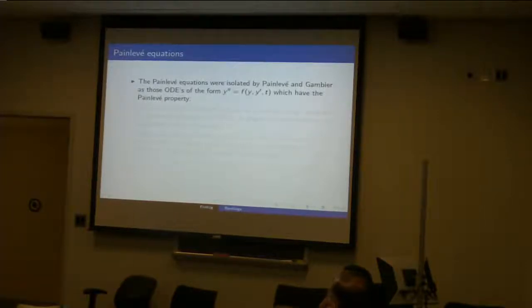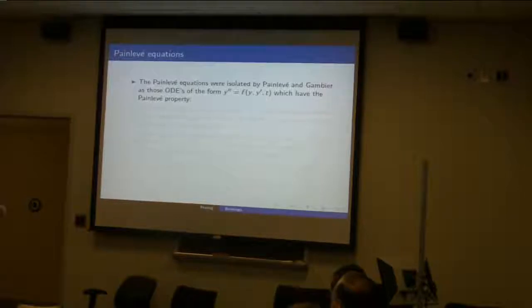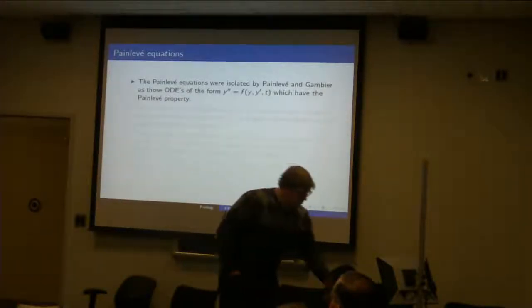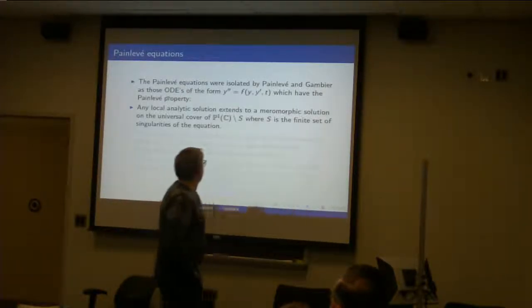Okay, and so why study these equations is the first question. I'm sure you've heard Ronnie say things like this before, but they were isolated sometime at the beginning of the last century, or maybe a little before, a little after, by Painlevé and people associated with him. And they're the ODEs of the form y double prime is a rational function of the earlier derivatives and the variable t. The derivation, again, is d by dt, which have this Painlevé property, which is some purely analytical property.